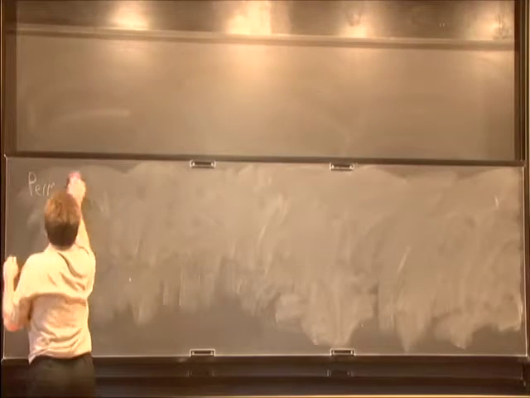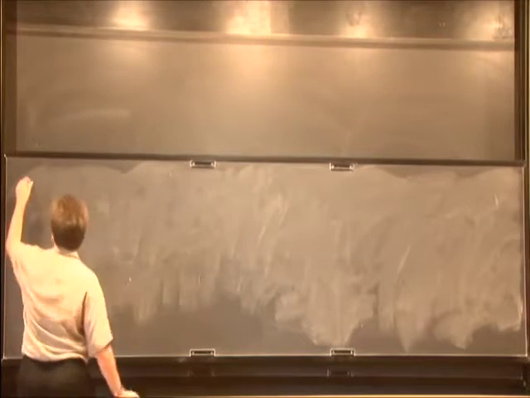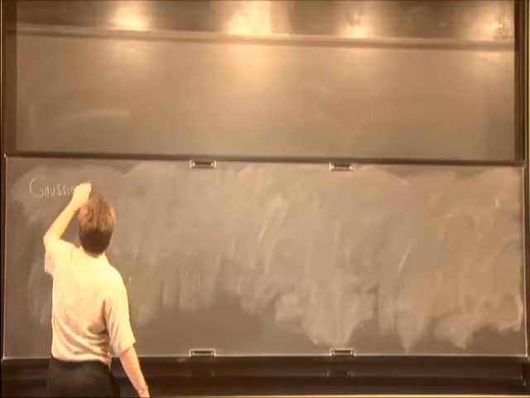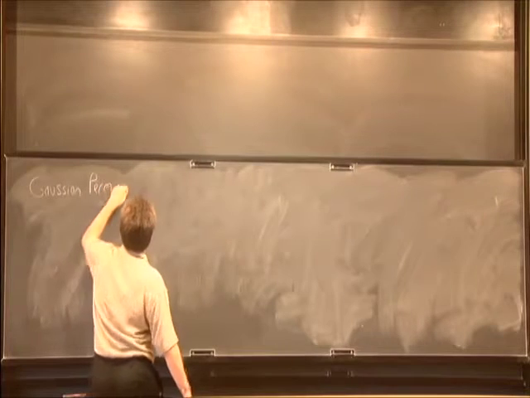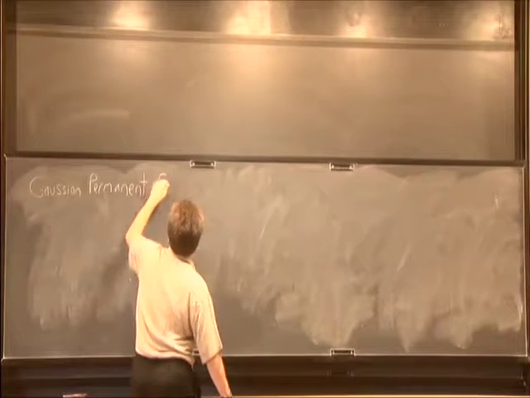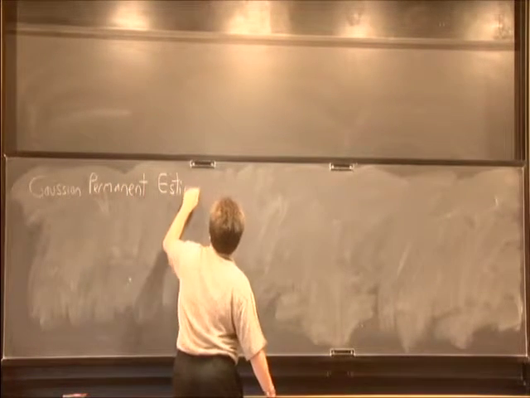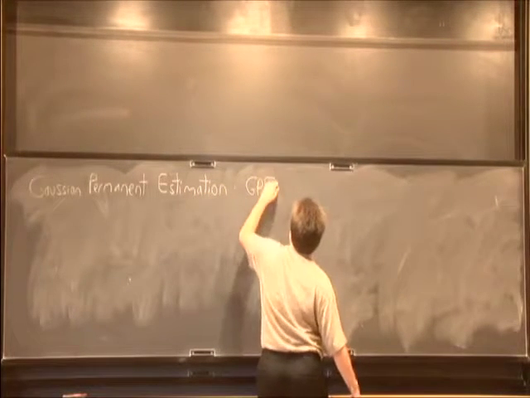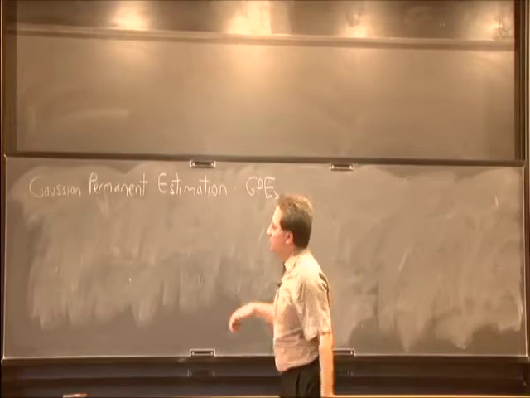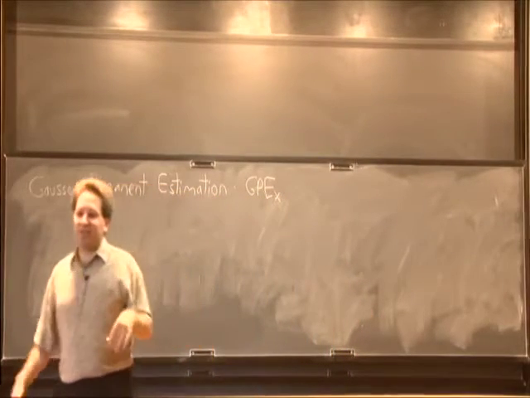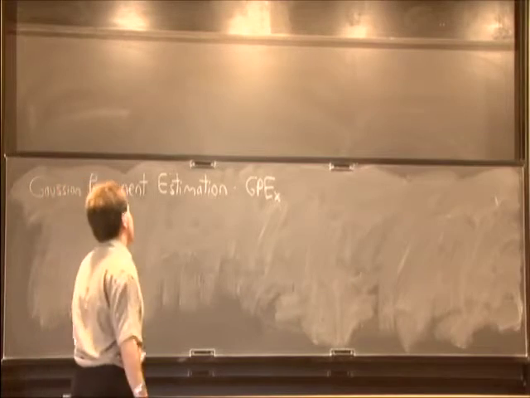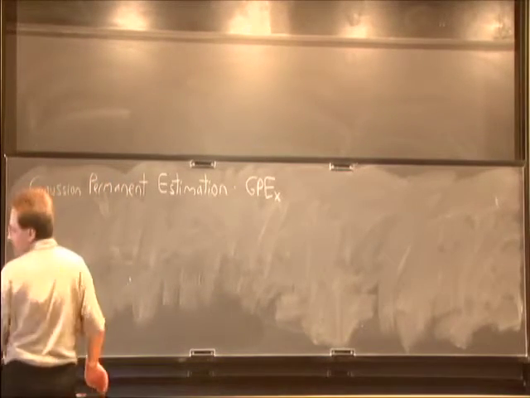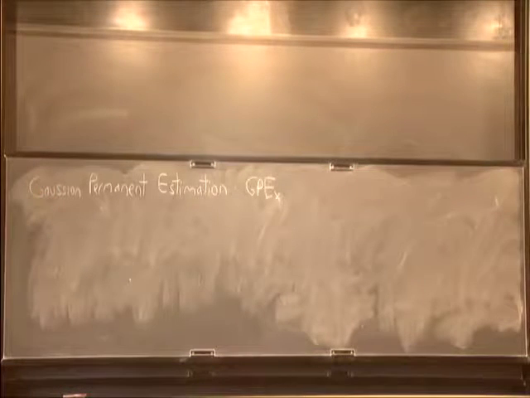Let me first define a computational problem. We call this the GPE problem, Gaussian permanent estimation, and this symbol is just to indicate that we want a multiplicative approximation here.